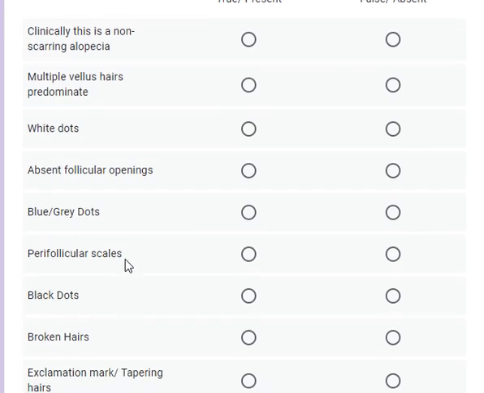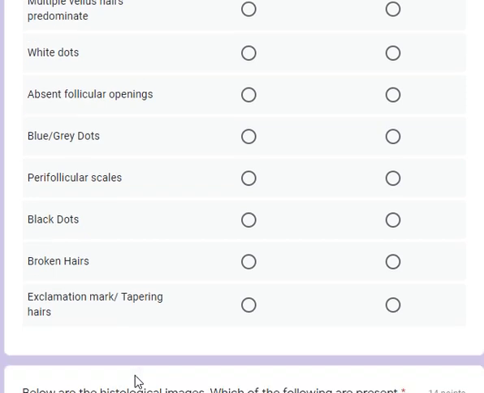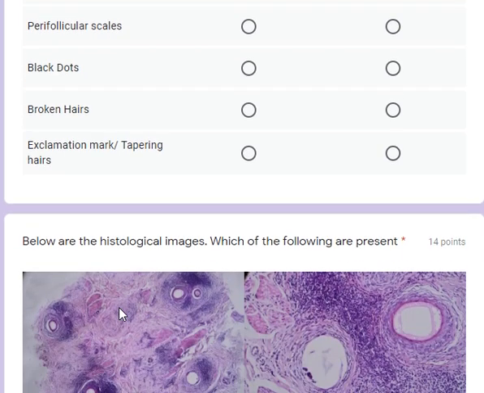Perifollicular scales are present. Black dots are often seen in alopecia areata, refer to broken hairs, and they are absent here. You don't see many black dots. Broken hairs are present, but black dots basically means that the hairs are broken at the level of the skin. They are not present in this case. Broken hairs are present. Exclamation mark tapering hairs are actually absent here. Though I can understand if you thought they were present, but when you say they are present, it usually implies alopecia areata, and this is not alopecia areata.